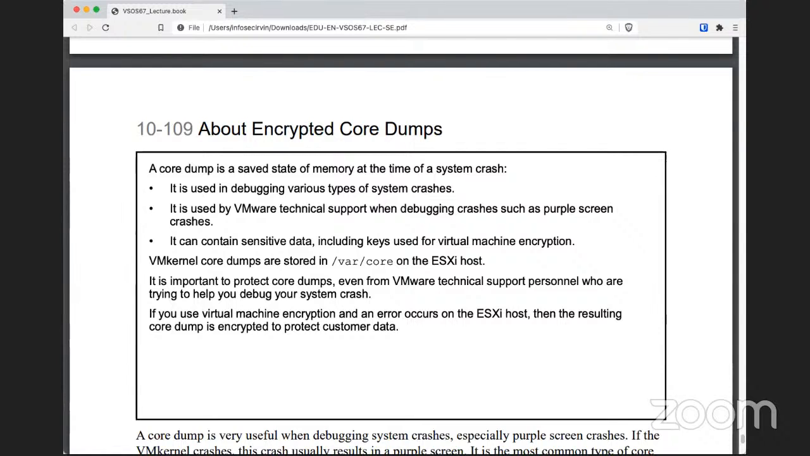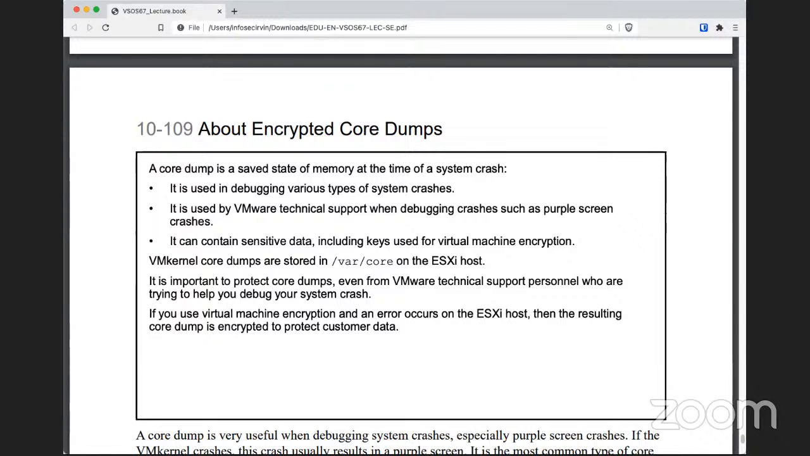Core dumps are saved during a system crash. They're saved in /var/core. It's important to protect these core dumps because they have a lot of information about the system that can be used to get in. And if the core dump happens on the host, the core dump may have sensitive customer data.